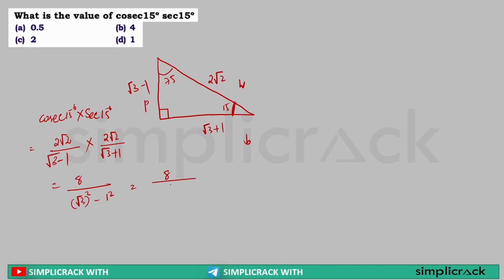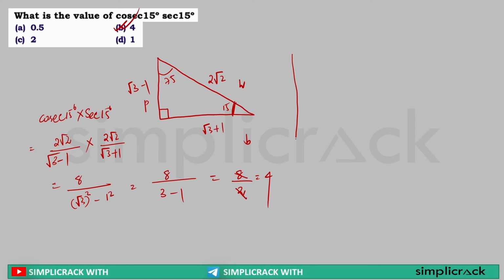That can be written as 8 by root 3 square 3 minus 1 square 1, that is equal to 8 by 2. 2 4s are 8. Answer is option B, that is 4. Clear? Yes or no?